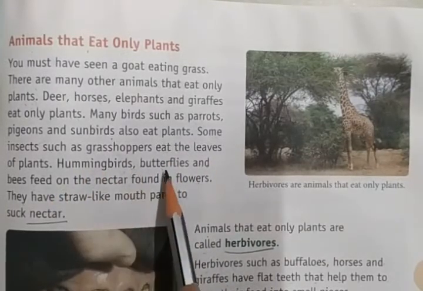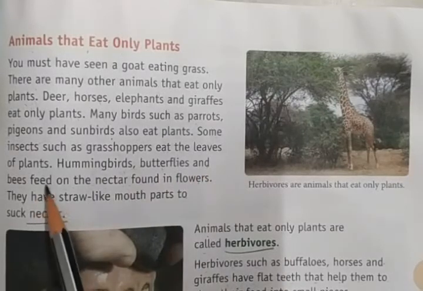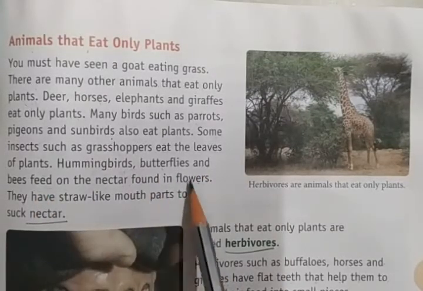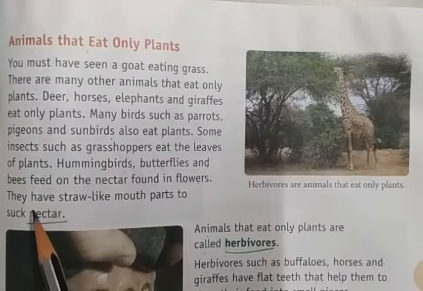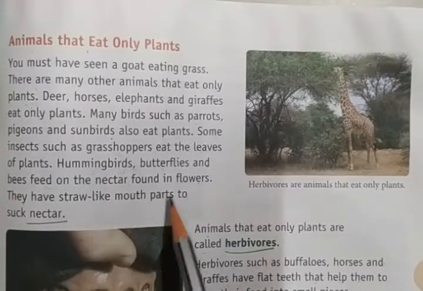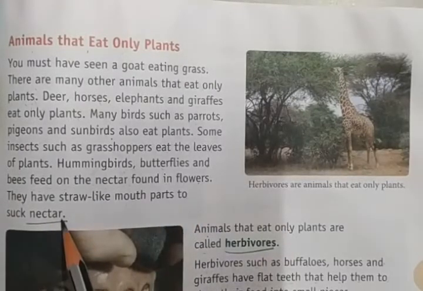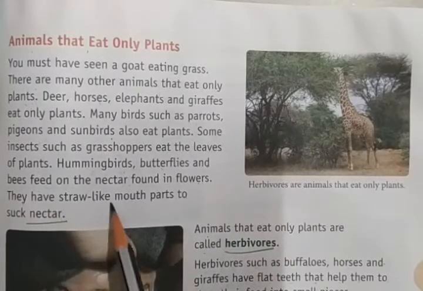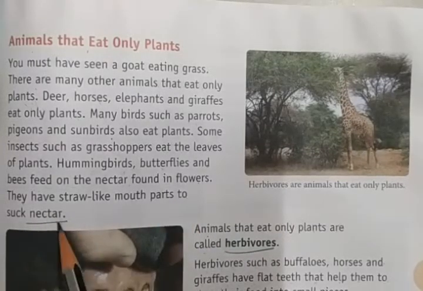Hummingbirds, butterflies and bees feed on the nectar found in the flowers. They have straw-like mouth parts to suck the nectar.